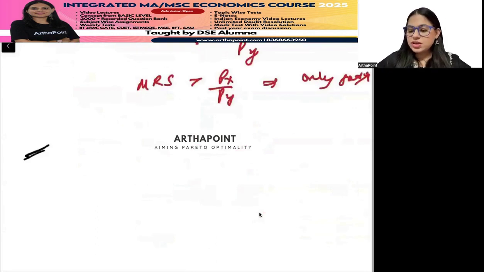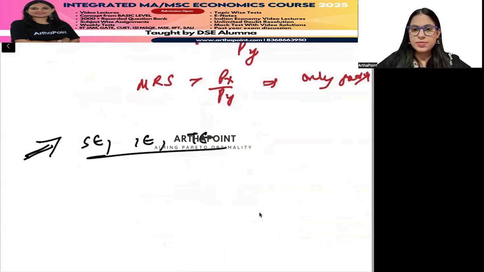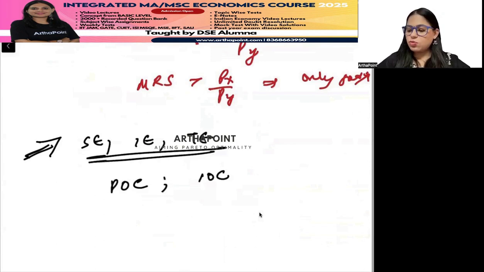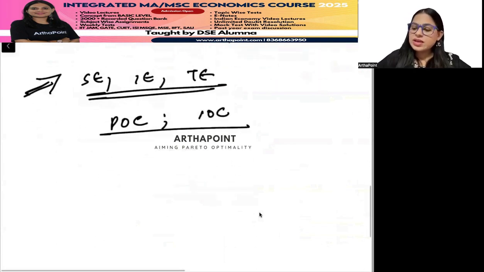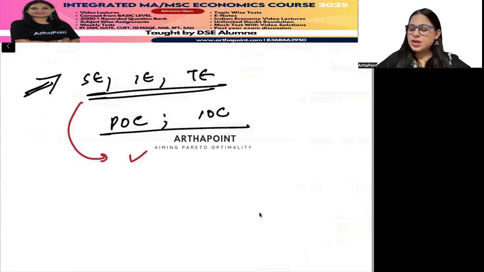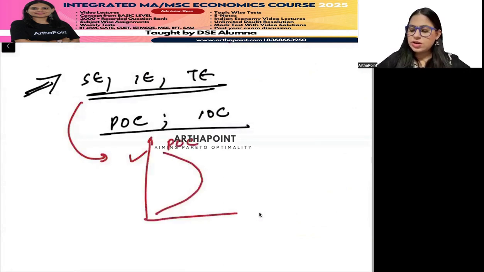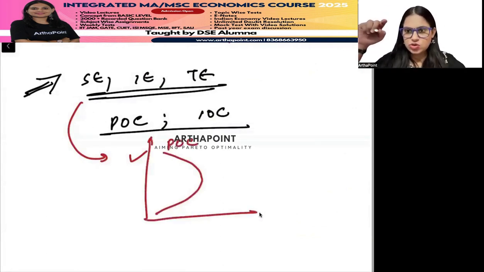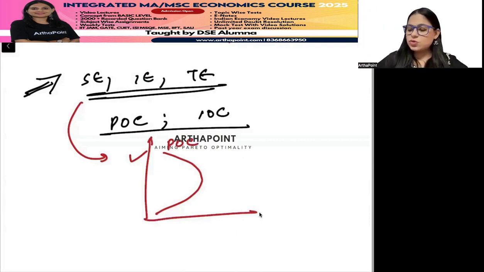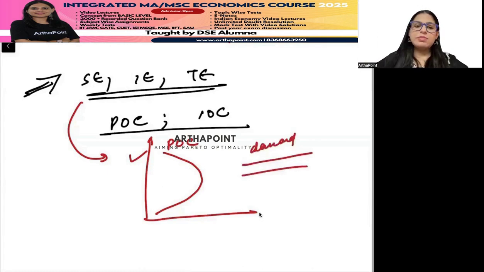Then you need to be very clear with substitution effect and total effect. You should know what is a price offer curve. You should be very aware about what is an income offer curve. इसी में you have to be well aware about what is the inverse U-shape price offer curve. ये कब होता है? Giffen goods का demand curve कैसा होता है? That should be something you should be aware about.